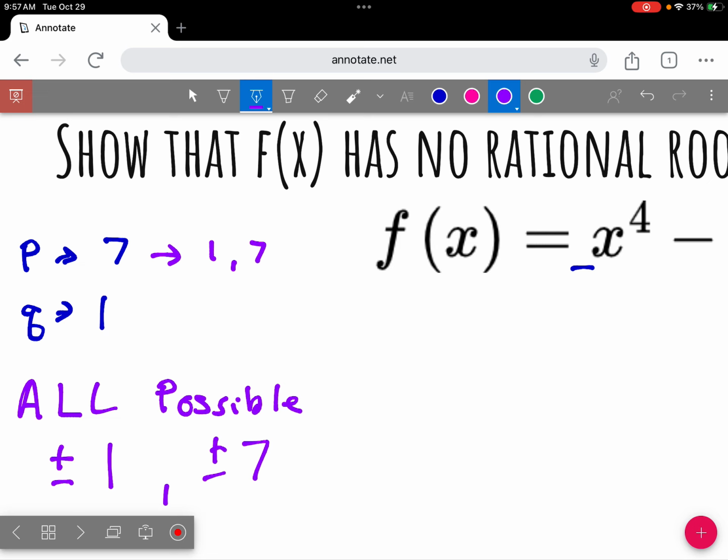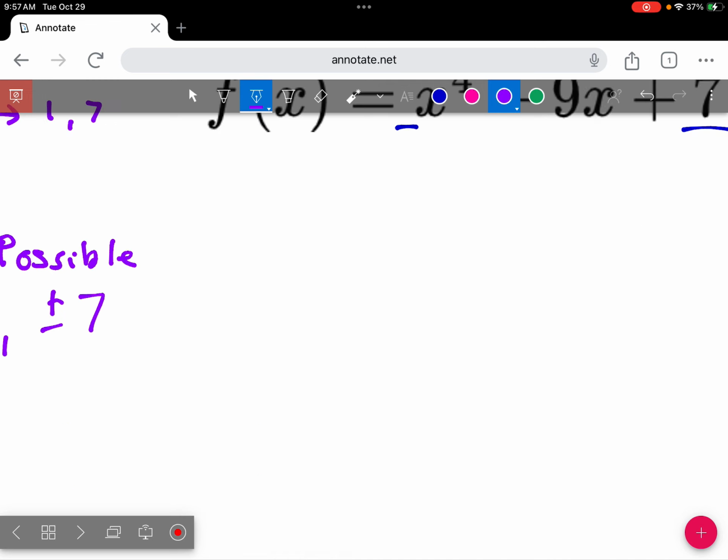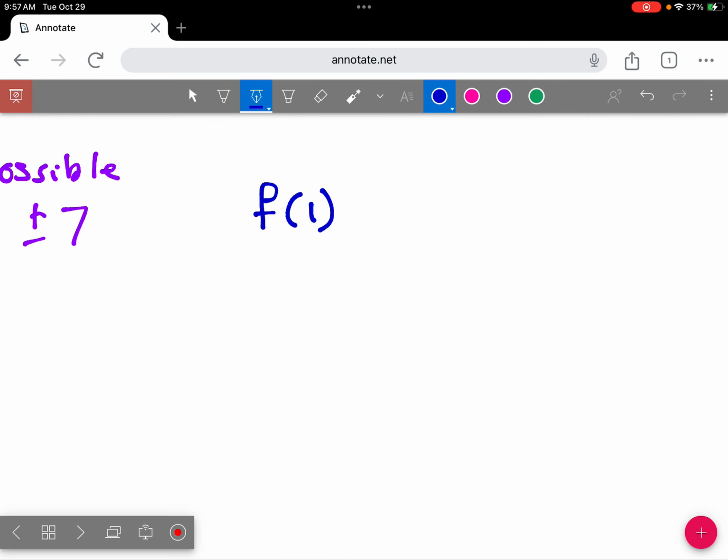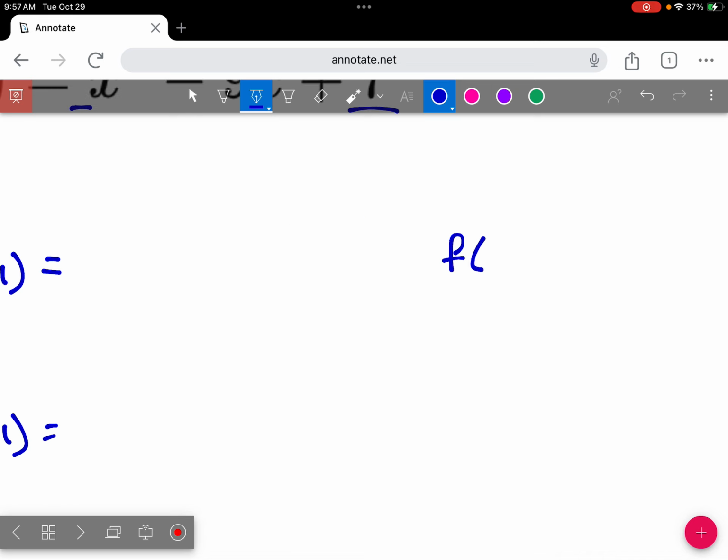So when they say show us that this has no rational roots, what they want us to do is make this list and then substitute them in to see if any of them are roots. Because if it's a root, what's it going to equal? 0. So we're going to see, what does f of 1 equal? What does f of minus 1 equal? What does f of 7 equal? And what does f of negative 7 equal? That's how we show this. So we're going to substitute those in.